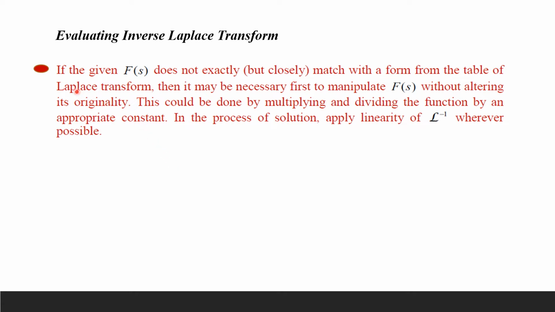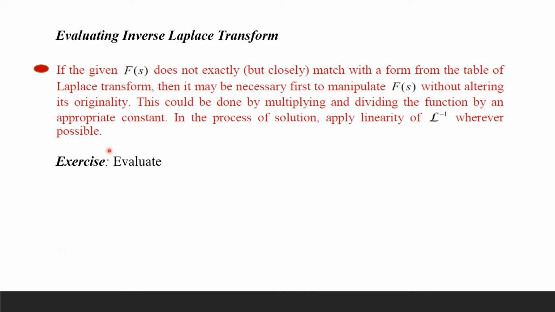First situation, if the given F(s) does not exactly but closely match with the form from the table of Laplace transform, then it may be necessary first to manipulate F(s) without altering its originality. This could be done by multiplying and dividing the function by an appropriate constant. In the process of solution, apply linearity of the inverse wherever possible. I will explain this by showing an example of a problem.